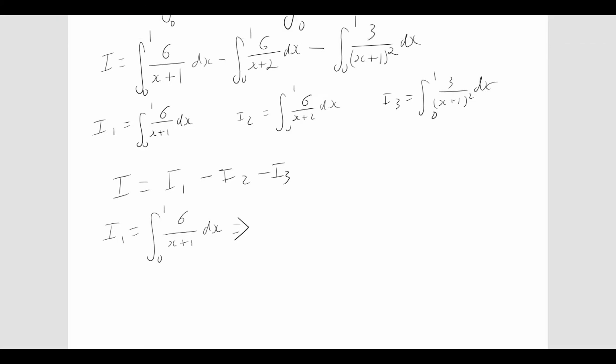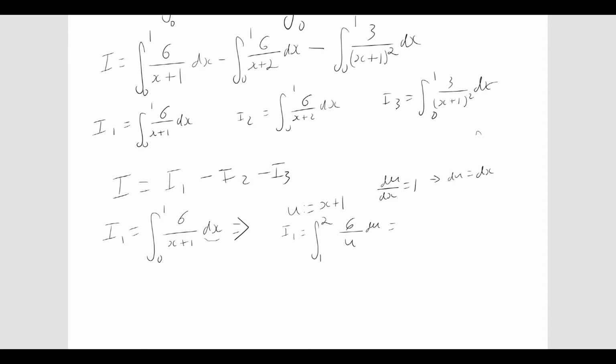So, if we're not entirely happy with log integration yet, I'm going to let u be x plus 1, so that I1 becomes the integral from 1 to 2, because when x is 0, u is 1, and when x is 1, u is 2, of 6 over u. Then du by dx is just 1 because the derivative of 1 is 0, so the differential du is equal to the differential dx. So where I have the dx, I can replace that with a du.